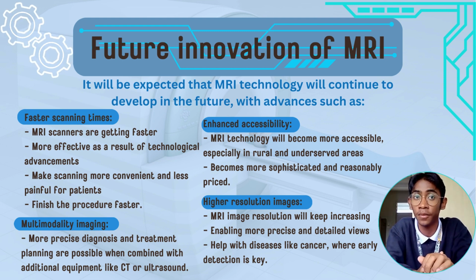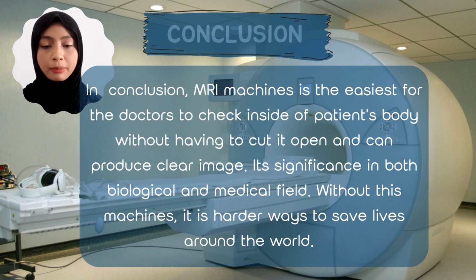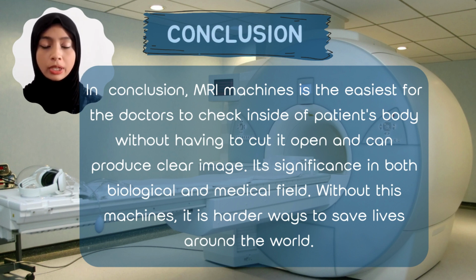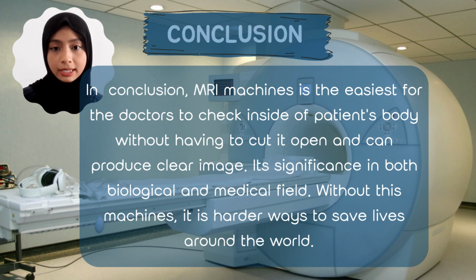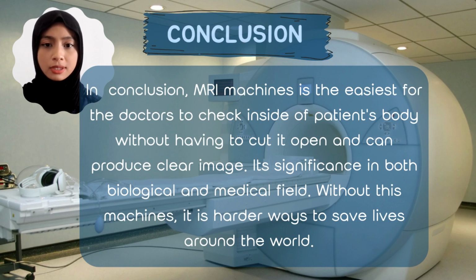Next, we're going to go to the conclusion of this topic. The last part is the conclusion. In conclusion, the MRI machine is the easiest way for doctors to check inside a patient's body without having to cut it open, and it produces clear images. It has significance in both the biological and medical fields. Without these machines, it would be harder to save lives around the world.